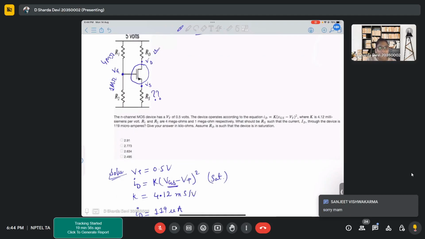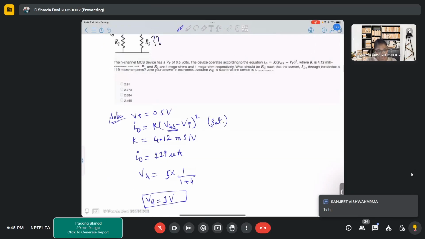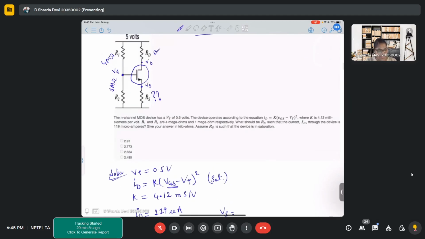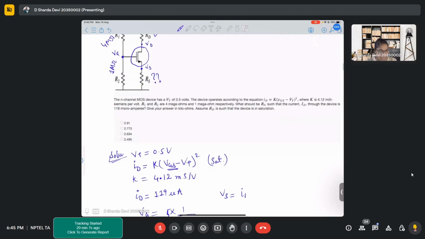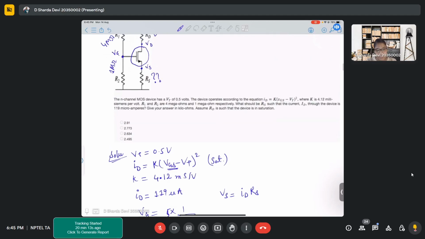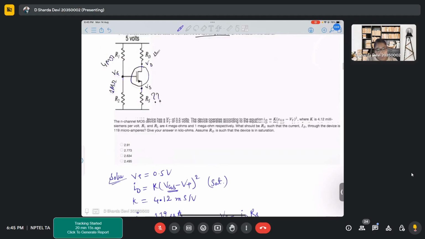Yeah, it's a voltage divider, right? So we have to apply the voltage division. Yes, 1 volt. Now, what is Vs? So how do we write Vs? It is ID Rs. ID is known, but Vs and Rs are unknown.